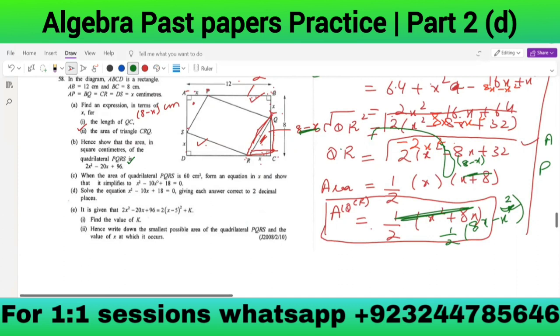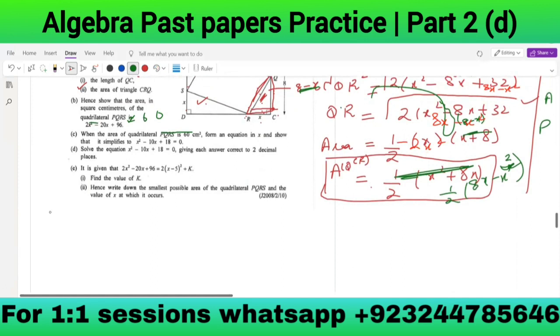Now, the area of the quadrilateral PQRS is 60 centimeters square. Form an equation in x and show that it simplifies to this. They are saying that PQRS has area 60 and the equation for the area is this. So we have to make it equal to 60 and then solve it. This one is easy. We are coming to part C.